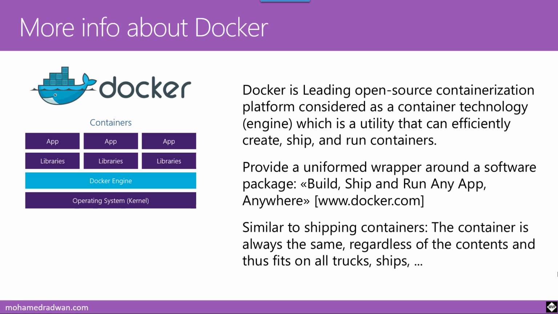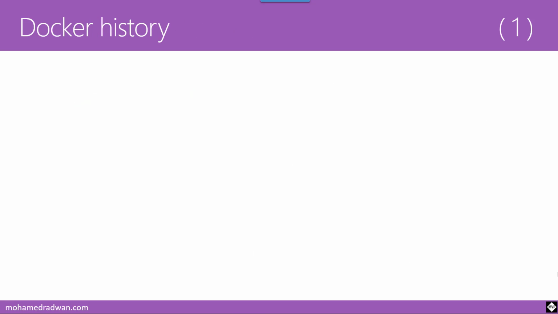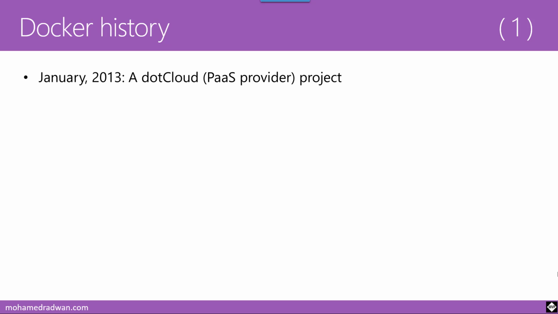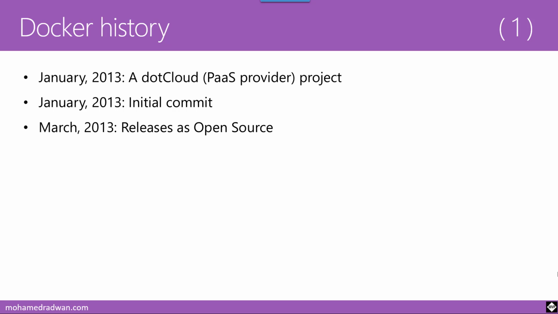And this is the beauty of the container technology. Docker history. So in January 2013, this was the first start with a company called .cloud that provided platform as a service solutions. In January 2013, this was the initial commit in Docker. In March 2013, Docker was released as open source.